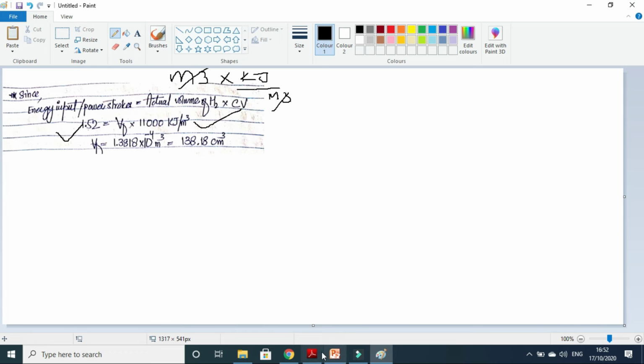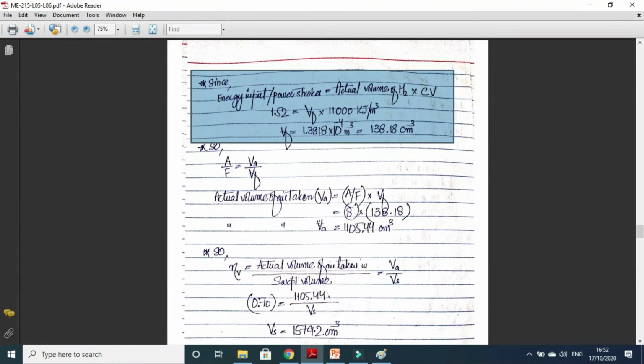When you know the VF, you can find the actual amount of air which is going into the cylinder with the help of air fuel ratio. So air fuel ratio is volume of air divided by volume of fuel. The air fuel ratio is given 8. Volume of fuel has come out to be 138.18 centimeter cube. So volume of air is coming out to be 1105.44 centimeter cube. This is the actual volume of air which is going into the cylinder.